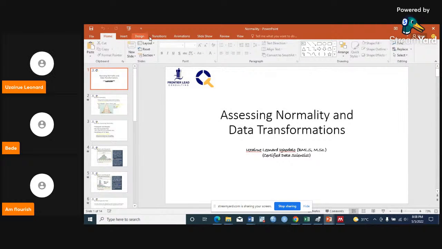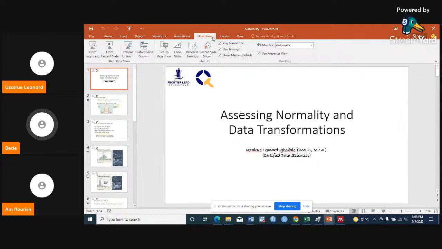Can you see my screen? Yes, I can see it.